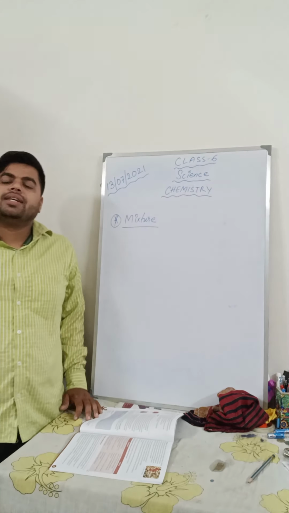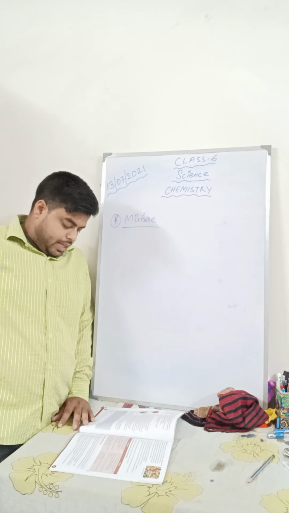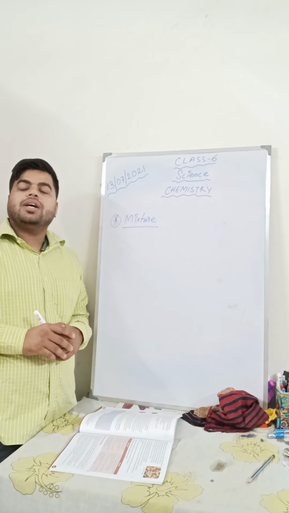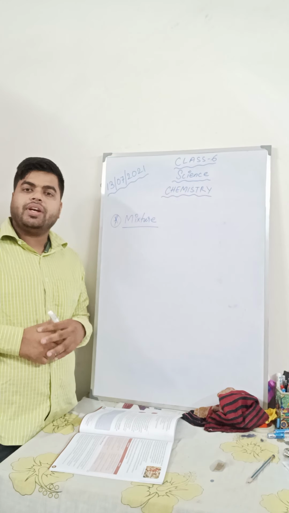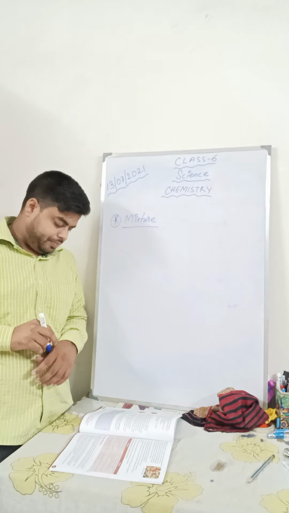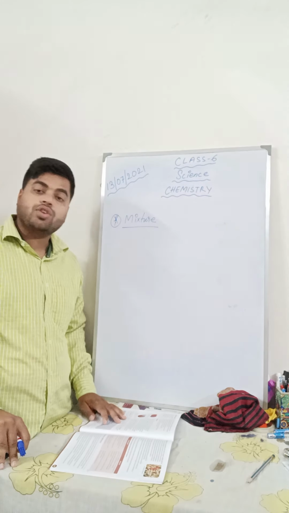A chemical change, what is a chemical change? A chemical change is a change which cannot be reversed. So when you mix different elements, or you mix different compounds, or you mix both, there is no chemical change. The different types of substances present in a mixture are called its components.